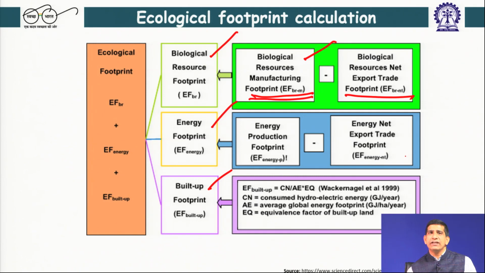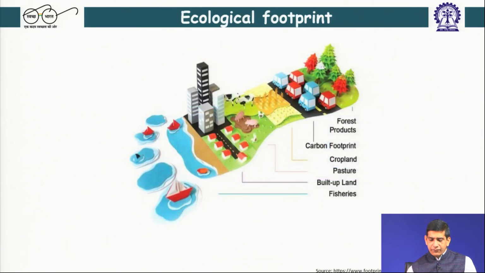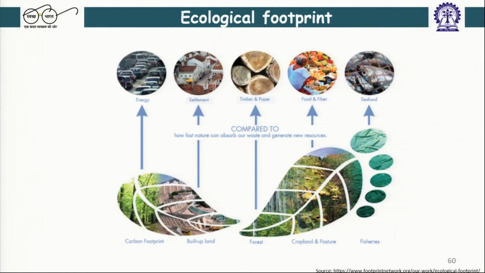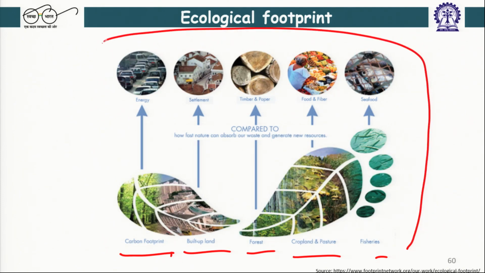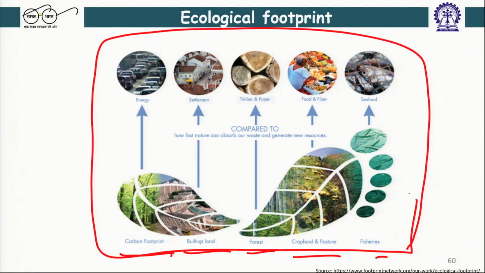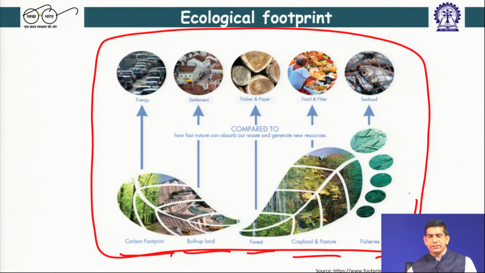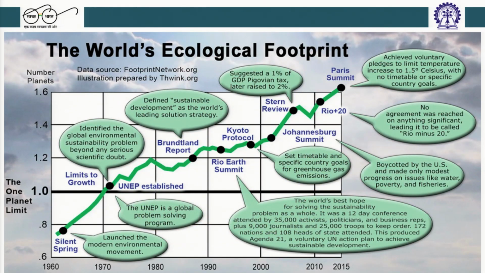So there are certain ways you can calculate ecological footprint. When you look at the ecological footprint, we look at forest products, carbon, cropland, pasture, built-up land and fisheries, all those different aspects that go into the ecological footprint calculation. In terms of energy, we have timber and paper, food and fibers, seafood, fisheries, cropland, forest, built-up land, and carbon footprint calculation. So when we talk about ecological footprint, essentially it's trying to get the combination of all these together. That's what it's all about: trying to get the total ecological footprint.